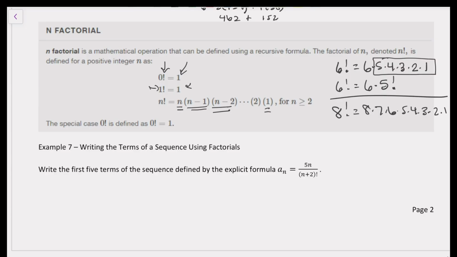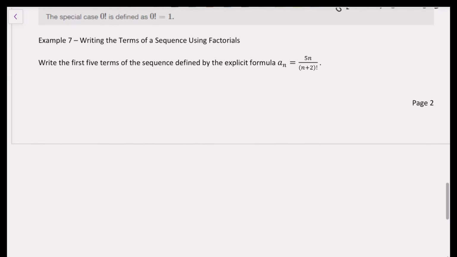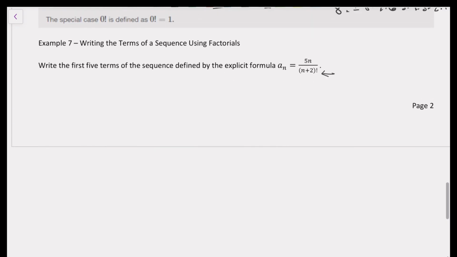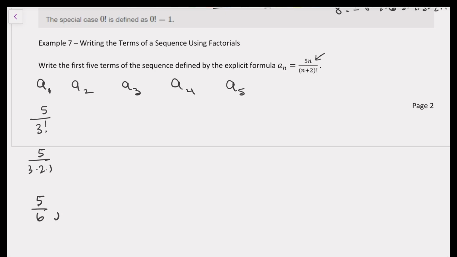All right. Write the first 5 terms of this sequence. So now that we know what a factorial is, we can start working with stuff that looks like that when there's a factorial on it. So first 5 in this sequence: a sub 1, a sub 2, a sub 3, a sub 4, a sub 5. Okay? So when we're looking at the first term, 1 is going to go in here. So top number is 5. Bottom number is 3 factorial. So that is really 5 over 3 times 2 times 1. So it's 5 over 6 for the first term.